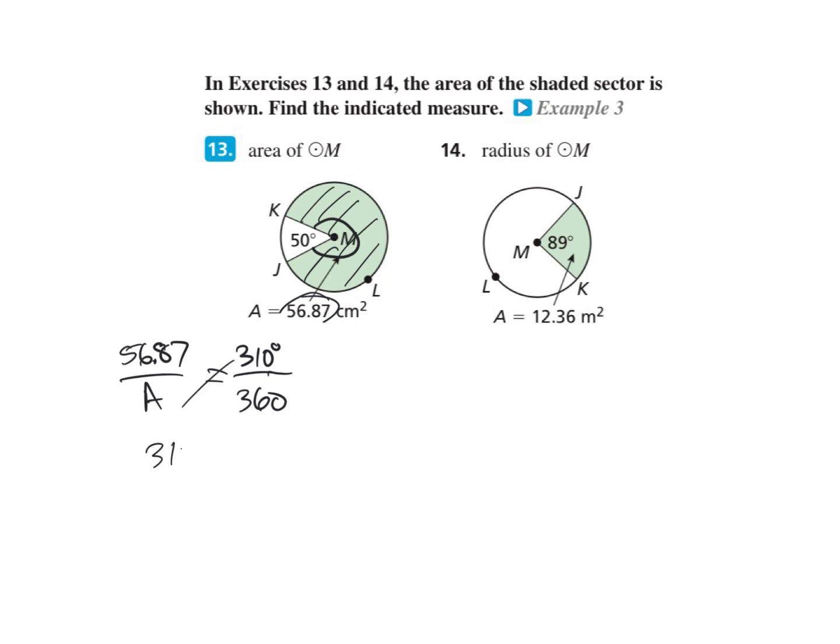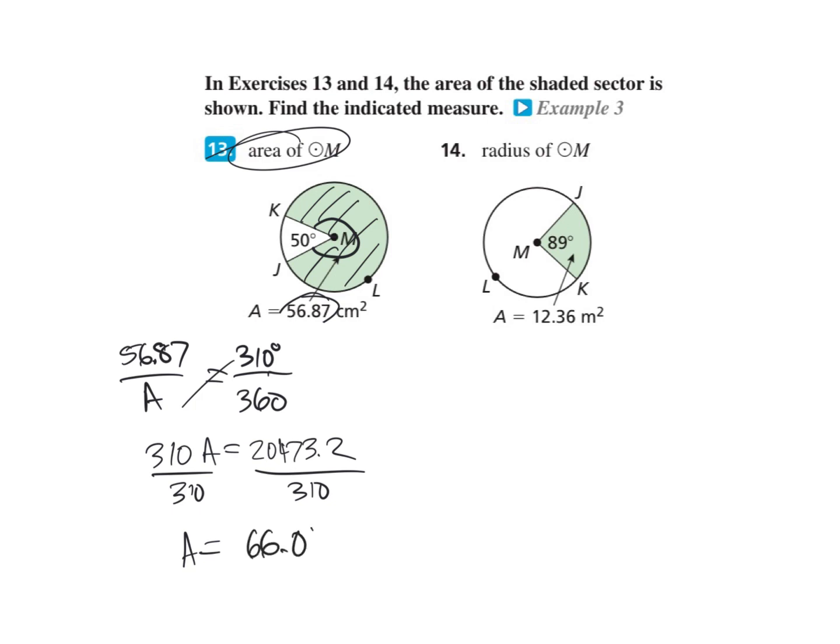All right, so 310 times the area of the circle, and that's what we're supposed to find, the area of the circle. And 360 times 56.87 gives us 20,473.2. Divide by 310, and the area equals 66.04. And that would be centimeters. So a little bit more than the area of that sector. All right.